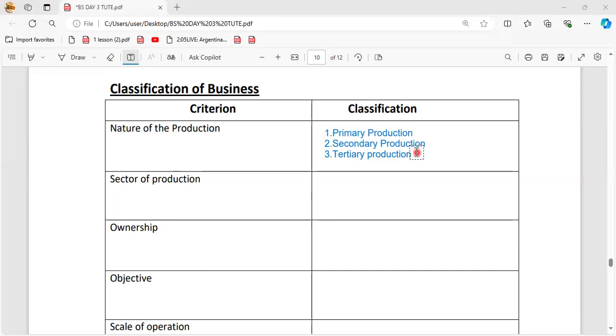Therefore, what are the three types of production? Primary production, secondary production, tertiary production. Right? Therefore, these are the three types of production.